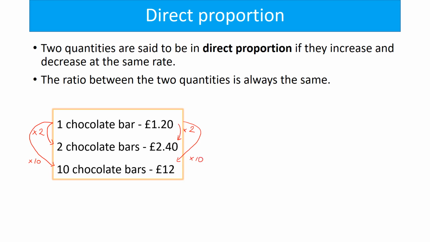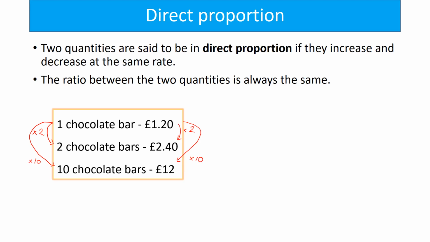So this is what I mean when I say that the two quantities increase at the same rate. When one value is multiplied by 2, the other one is also multiplied by 2. If one is multiplied by 5, then the other one is multiplied by 5. If one is divided by 7, then the other one will also have to be divided by 7. This is what we mean when we say that they increase or decrease at the same rate.